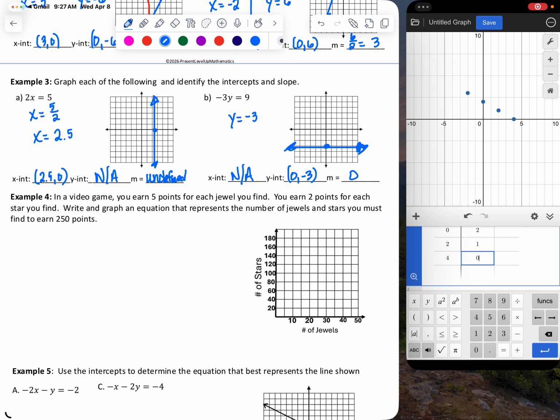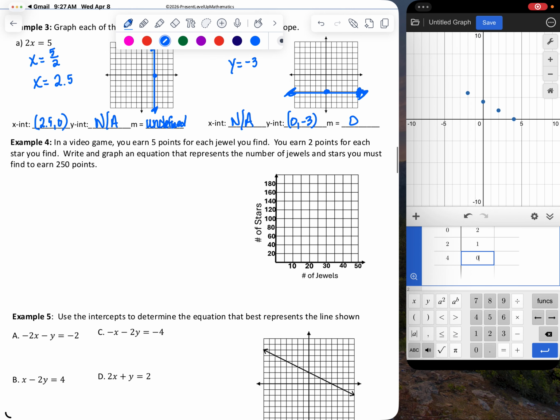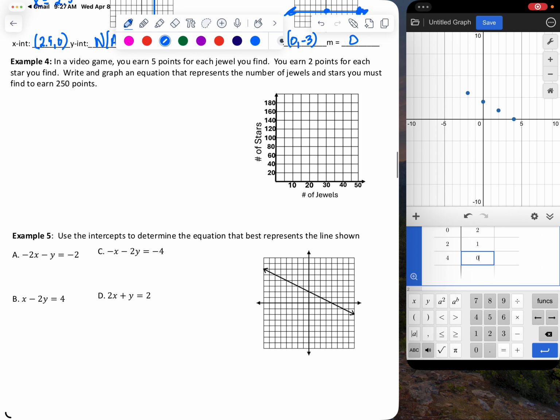All right, example 4. In a video game, you earn 5 points for each jewel you find. Let's highlight that.